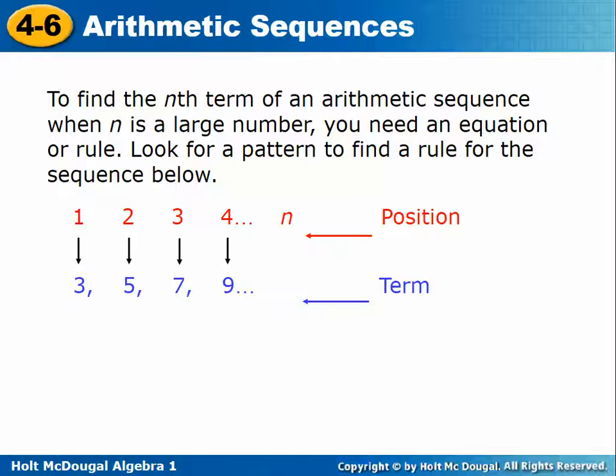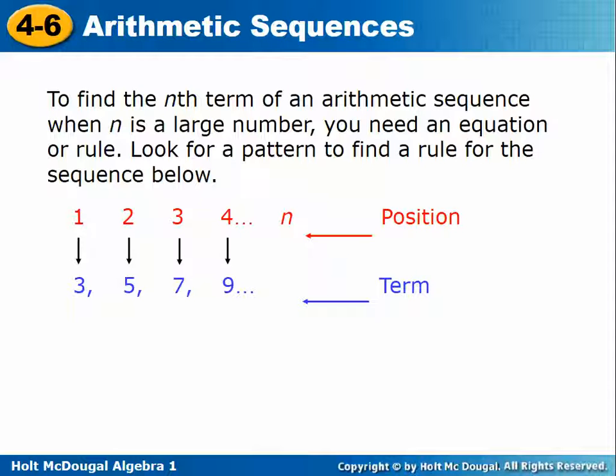All right, to find the nth term of an arithmetic sequence when n is a large number, like 100, you don't want to have to keep adding on to your previous number until you get to the 100th term. So we're going to find another rule, another formula, in order to do that.